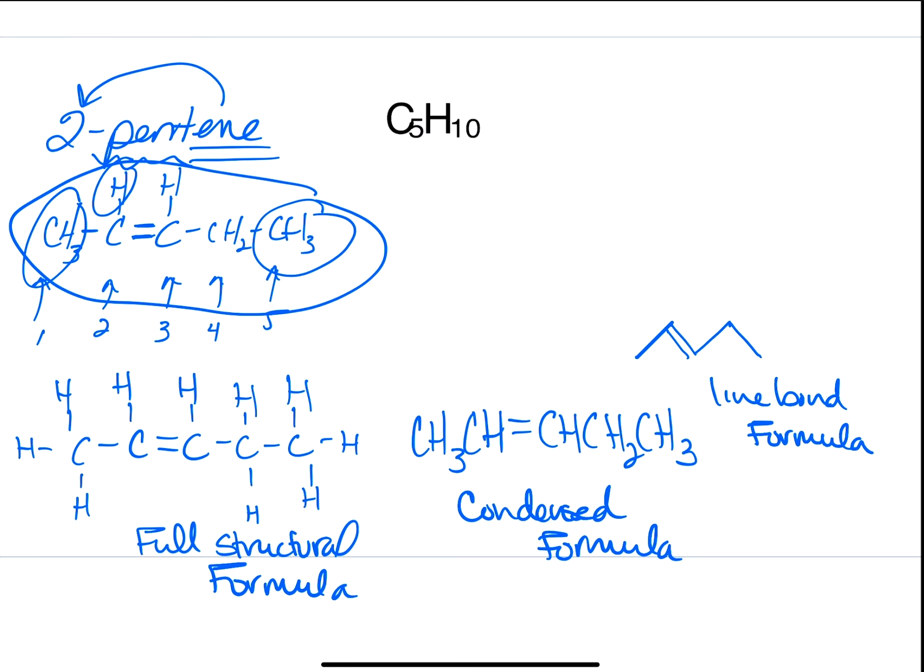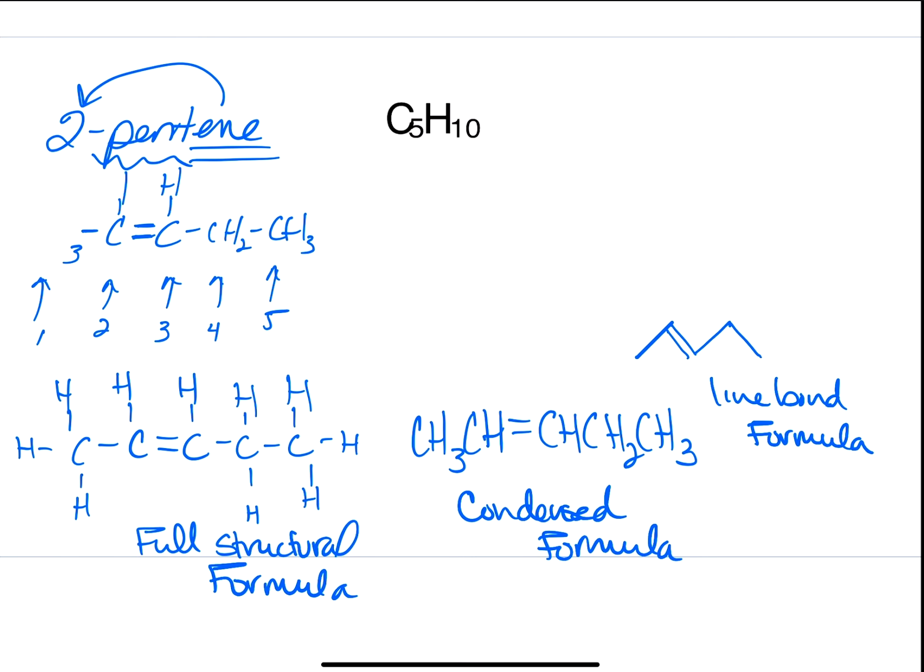Now, what you'll notice here is that for the full structural and condensed formulas, we didn't indicate whether they were isomers or not. So if we take a look at this structure and we try to identify whether it's possible for there to be cis trans isomers here, what we'll do is this.